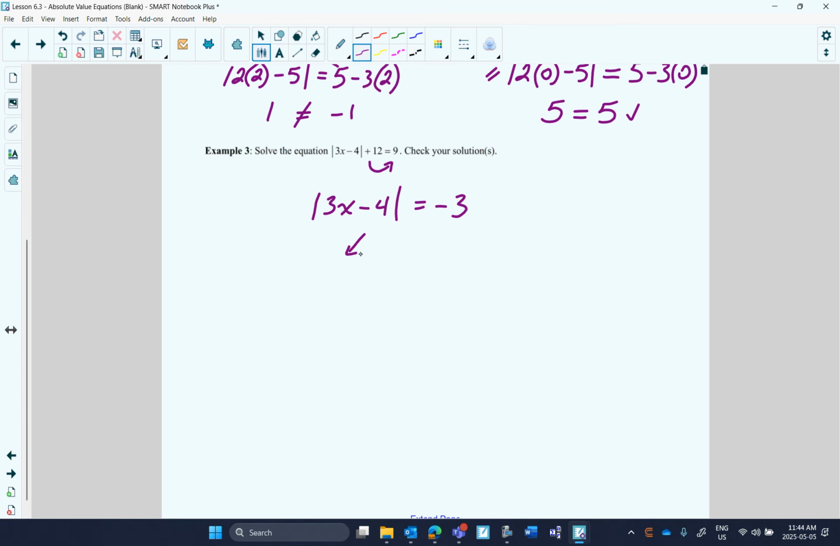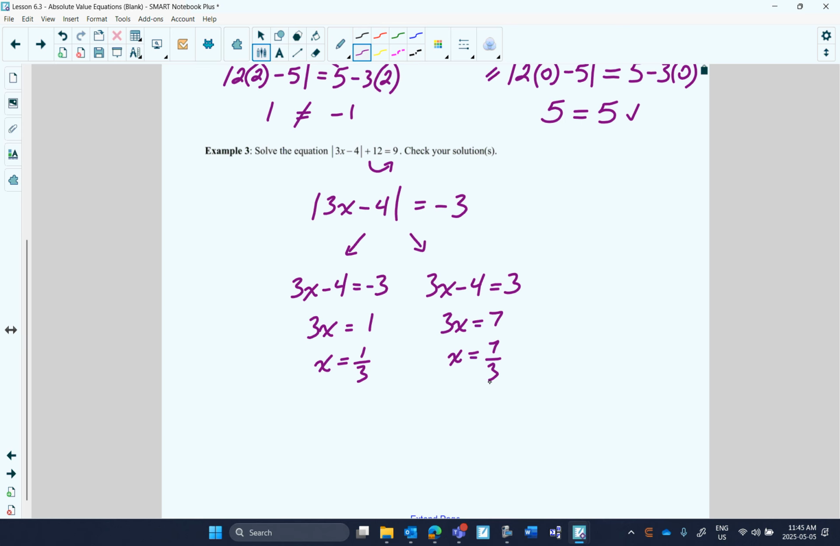So we split. 3x minus 4 equals -3, the exact same thing without the absolute value bars. And 3x minus 4 equals the negative of this side, which is what? 3. So 3x is equal to 1. X is equal to 1/3. Three x is equal to 7. X is equal to 7/3.